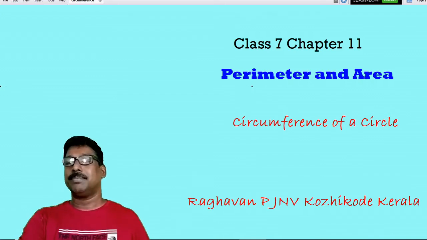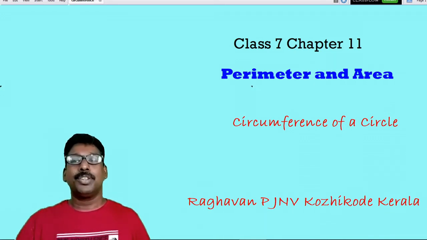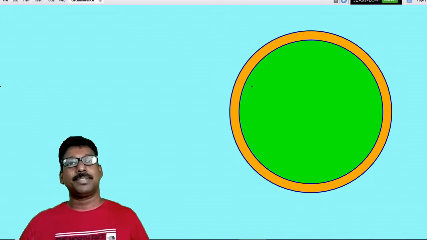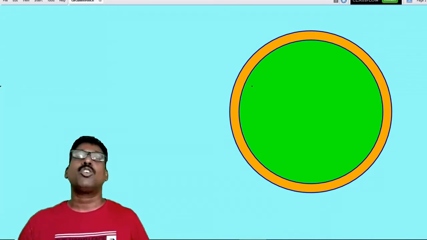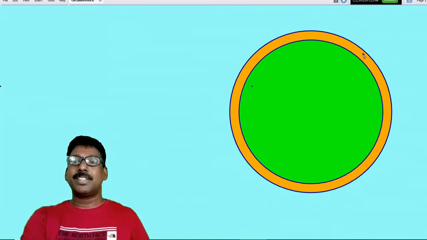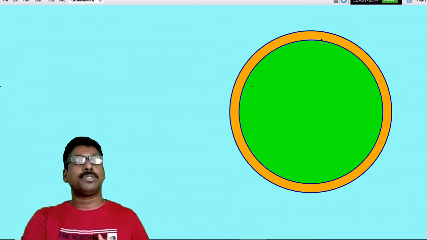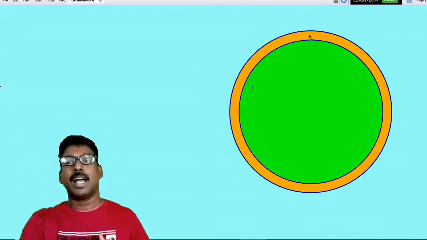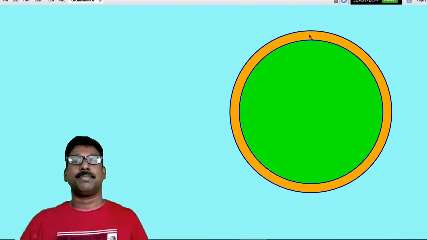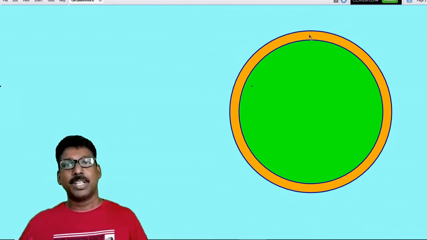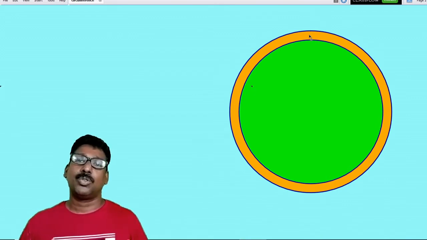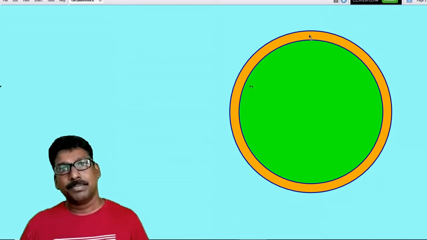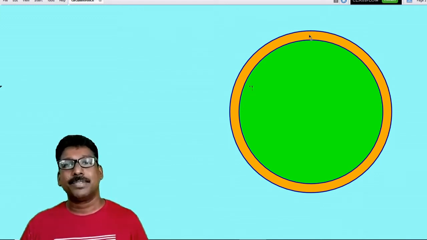Now look here. You have a circular arc, and suppose you are going to run 2 times through this area. That means the outer region. 2 times you are going to run. How much distance might you have covered? How will you calculate it?